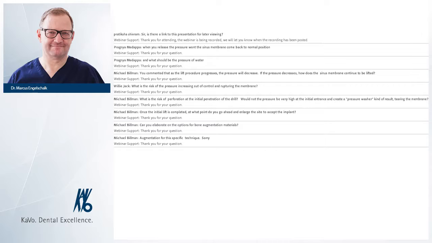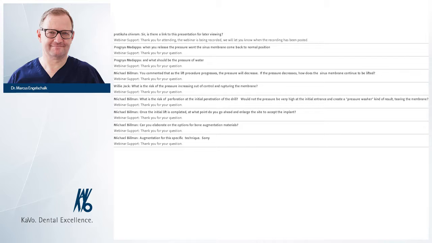Now we have the next question. You commented that as the lift procedure progresses, the pressure will decrease. If the pressure decreases, how does the sinus membrane continue to be lifted? Yeah, it's very easy, because it decreases because the membrane is not as tight on the bone anymore. So you lifted more areas, then it flattens. This is the reason why first it's a hill and then it flattens. And then you have to bring more liquid into the sinus to lift this a little bit more.